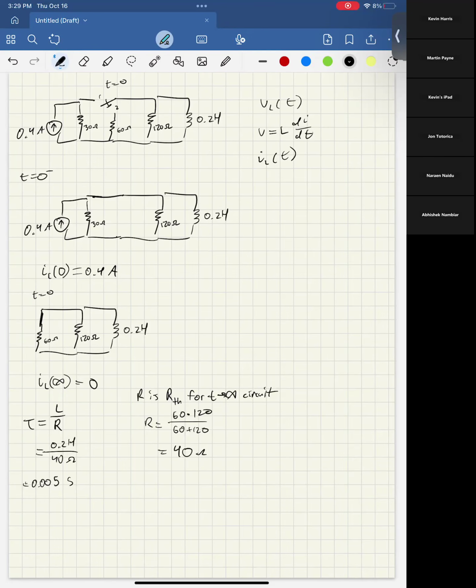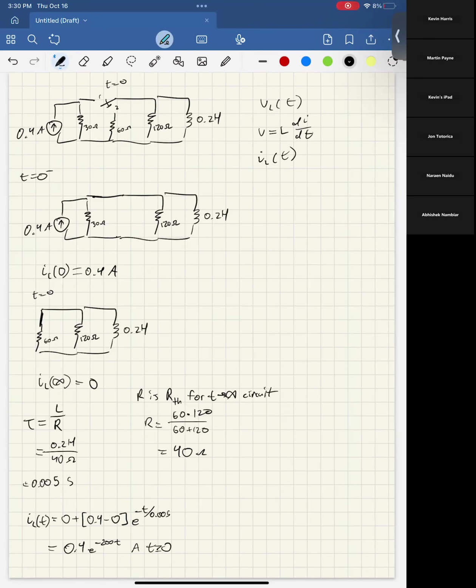Then if we go to write our current equation, IL of t equals IL of infinity, which is 0, plus IL of 0, which is 0.4, minus IL of infinity, times e to the negative t over tau. If we rearrange things, we get 0.4 e to the negative 200t, since 1 over 0.005 is 200. If you have a decimal in the denominator, it can be nice to put it up there. And this would be amps for time greater than or equal to 0.